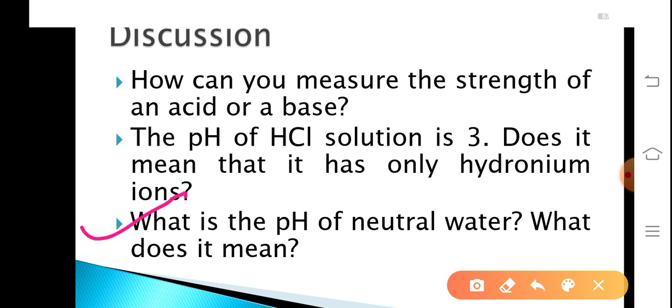What is the pH of natural water and what does it mean? The pH of natural water is 7. It means that the concentration of hydronium ions and hydroxyl ions is equal, that is generally 10 to the power minus 7 moles per liter.